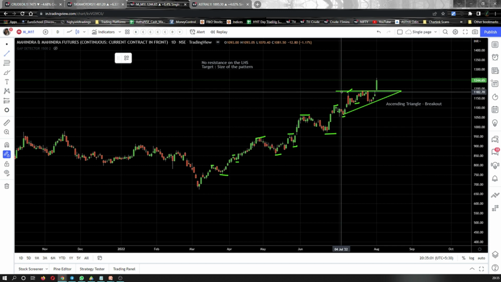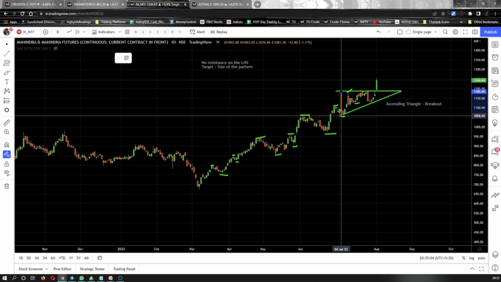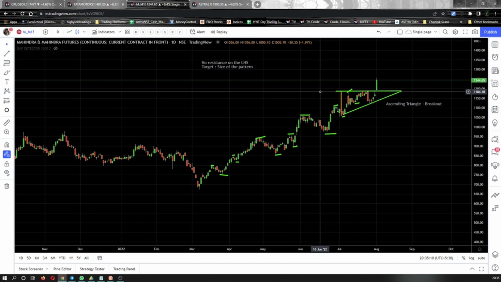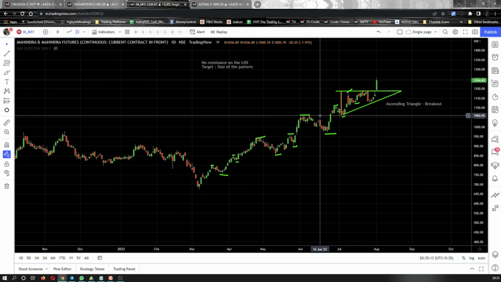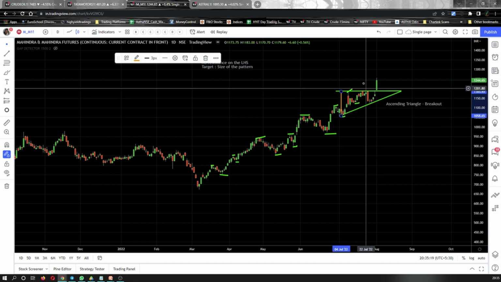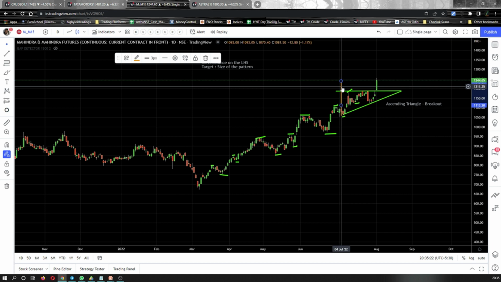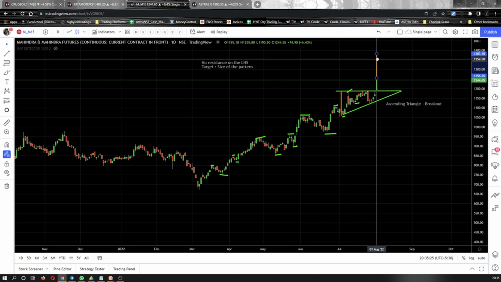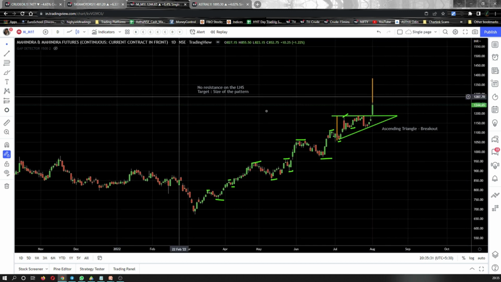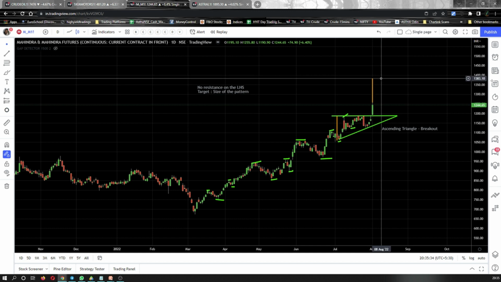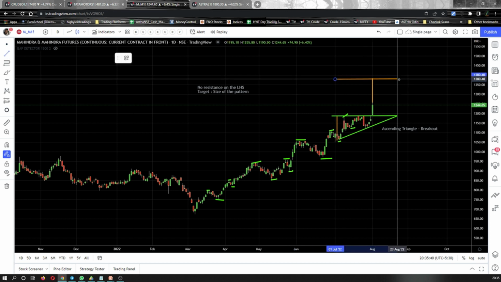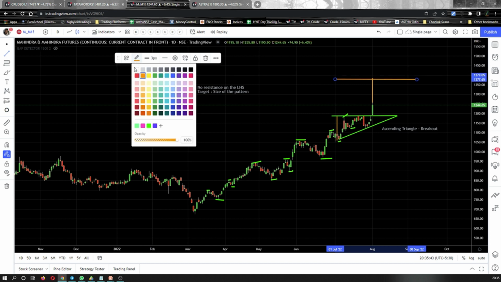The size of the pattern is this, right from here to here. Okay, so if we take an approximate number, it is from 1185 to 1360, so 25 points, right? So your target can be 25 points. So let me copy this and paste it and move it here. Okay, so you can anticipate that M&M can move till this point, that is till 1383. So that becomes your target. I hope that is clear.